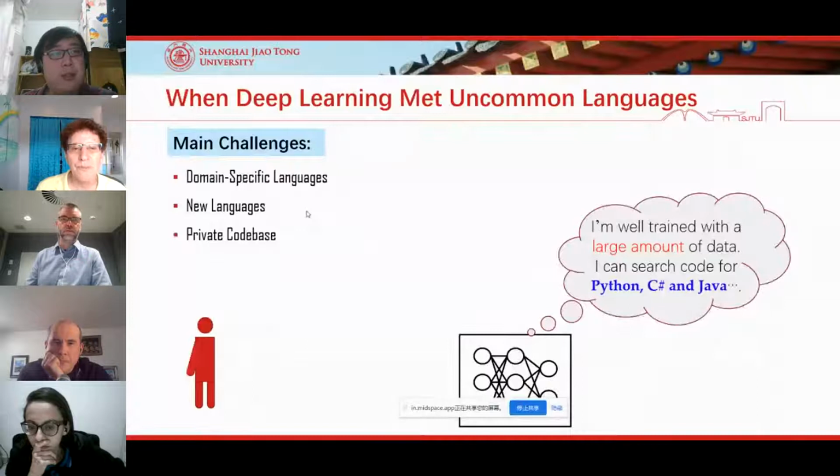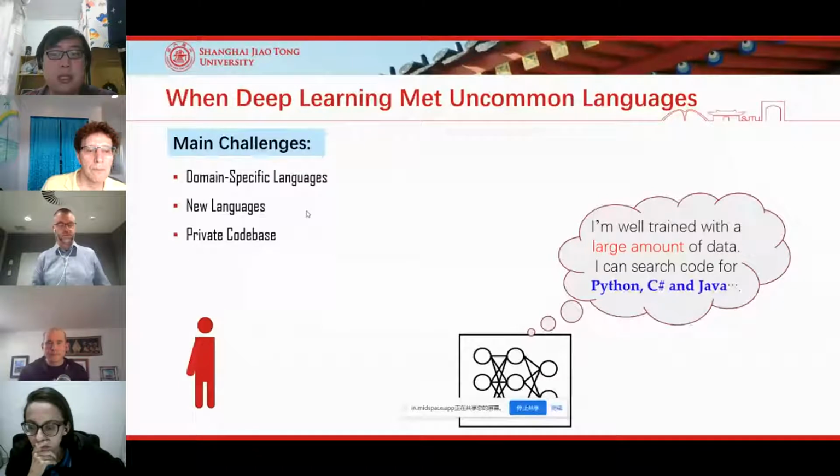A major challenge for deep code search is the adaptation of deep learning models to domain-specific languages. State-of-the-art code search methods are mainly designed for common languages such as Java and Python. They rely heavily on the availability of large parallel data to learn the semantic mappings between code and natural language.